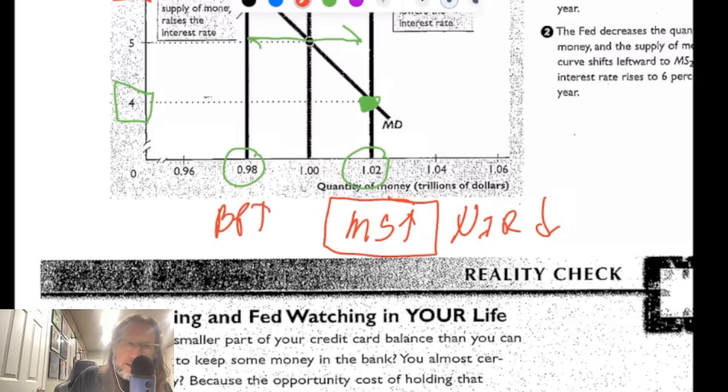Bond price is increasing, the money supply is increasing, then the nominal interest rate is decreasing. I hope that helps a bit.